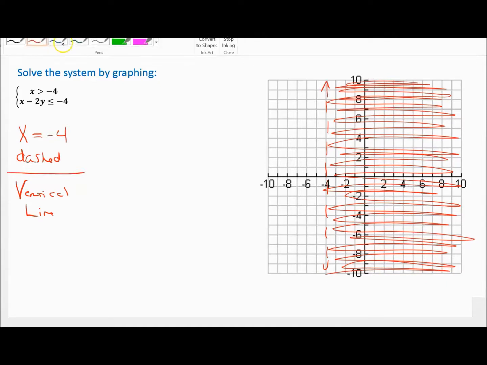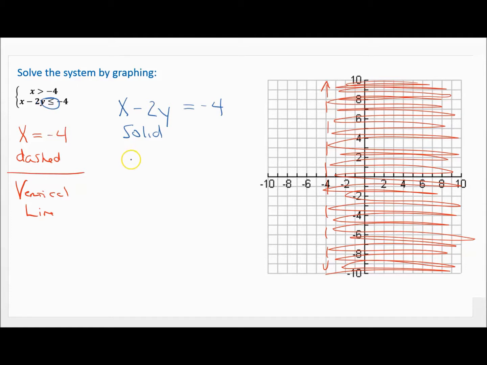Now let's go blue. The second one, I have x minus 2y. I'm going to change it to an equals just so I can graph it, negative 4, but this time we do solid. Why solid? Because of the equal to part with it. Now this is not in y equals mx plus b. We could put it there fairly easily, or we could find the intercepts again. It works out nicely if you don't get fractions for your intercepts. This is really entirely up to you. Let's do the intercepts again.